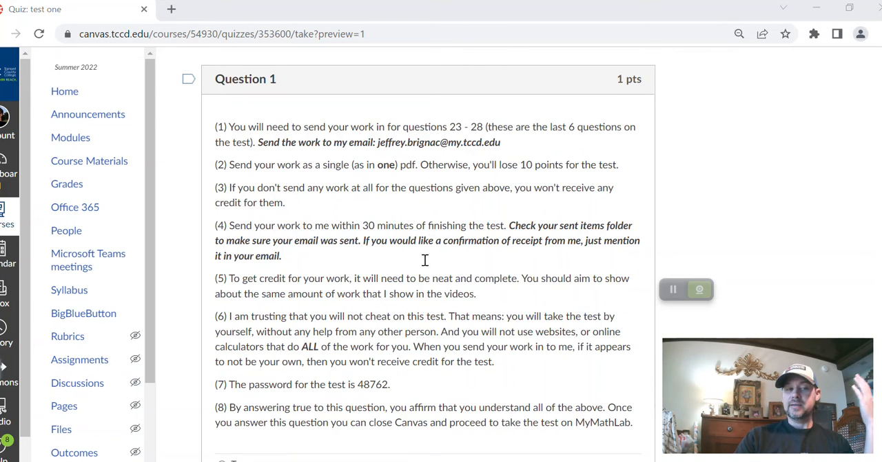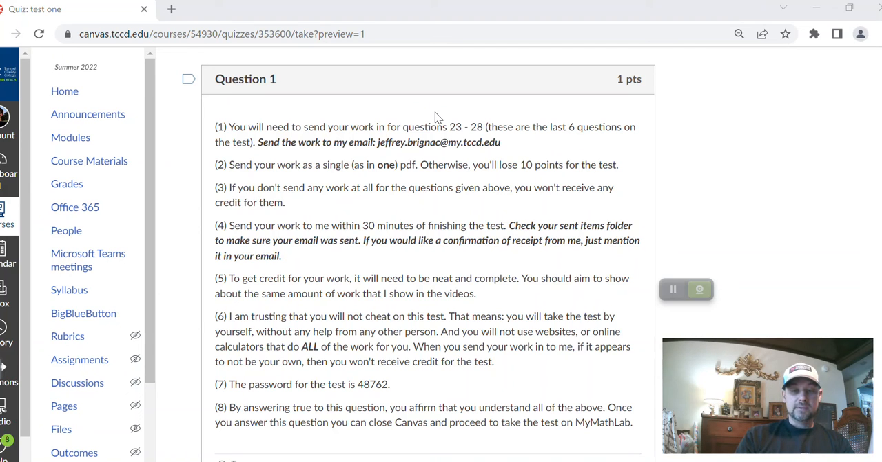Other than that, these were the instructions, and that's what I was asking you to do. So if you didn't do something here the right way, then that would have made your final grade for the test on Canvas a little lower than it was on MyMathLab. Okay, so when in doubt, just follow the instructions. That's all I really ever ask you to do.